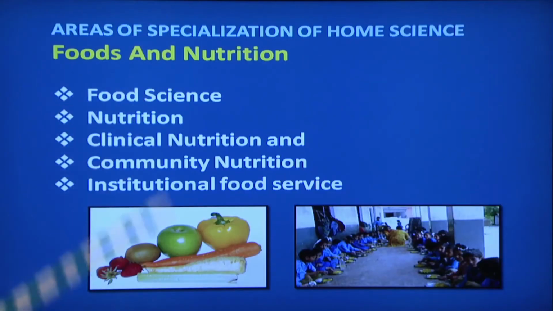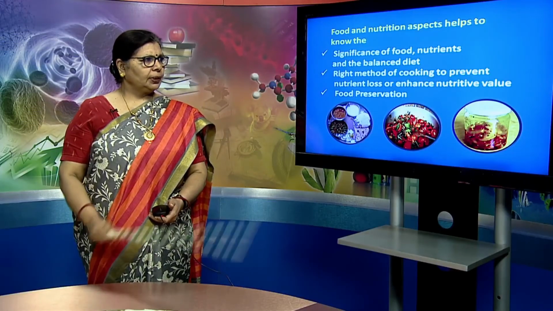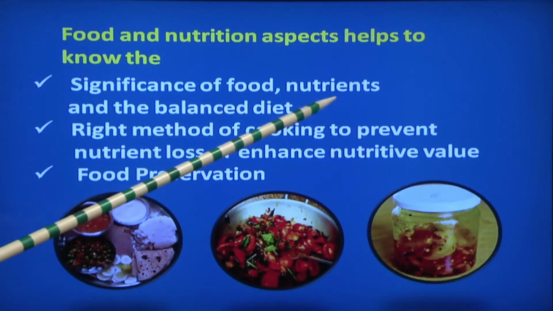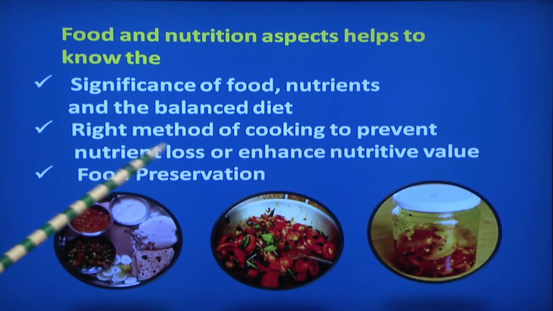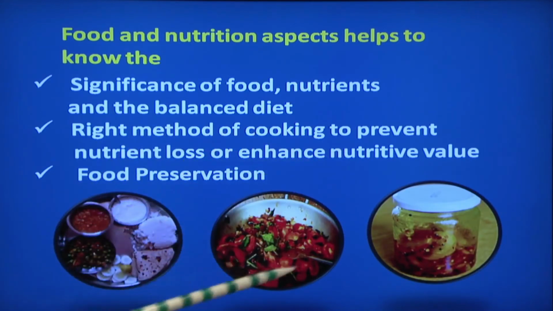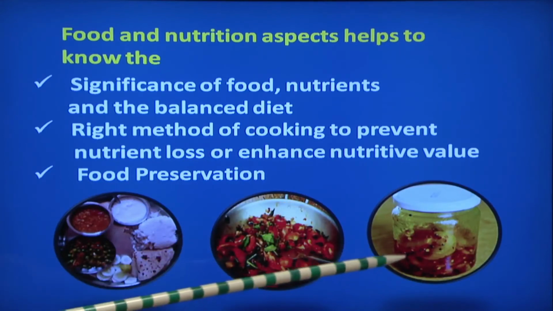In food and nutrition, you learn about food science, nutrition, clinical nutrition and community nutrition and also institutional food services. This is community nutrition, and this is how, if you keep eating a variety of food, you learn why it is necessary for the body. You also learn the significance of food, nutrients and the balanced diet, the right method of cooking to prevent nutrient loss and enhance the nutritive value, and food preservation.